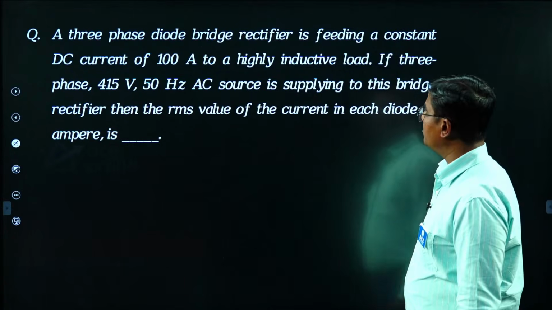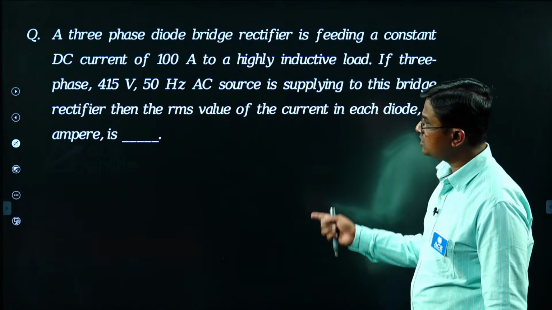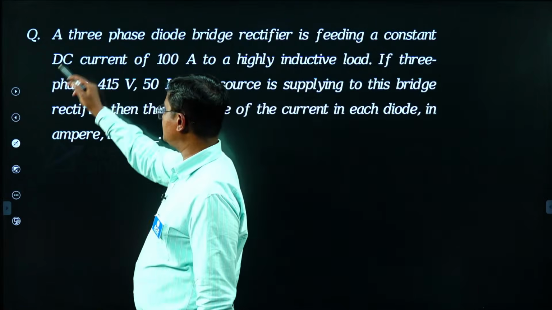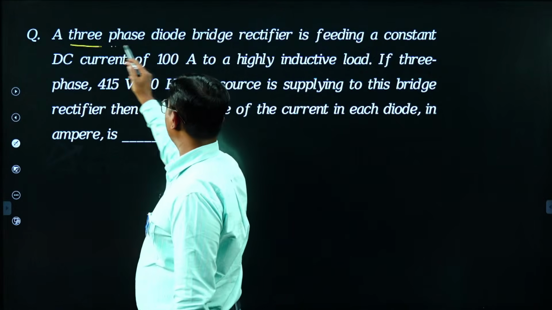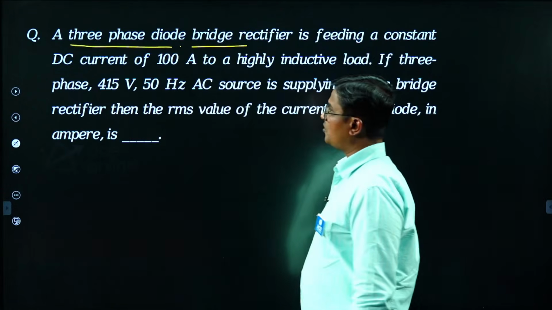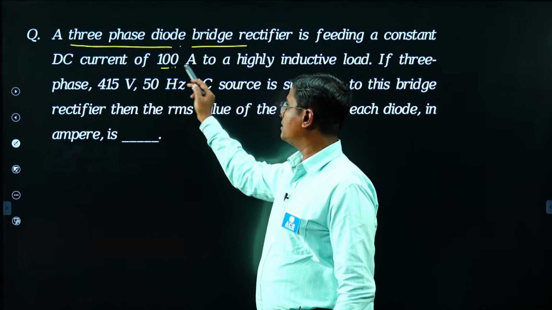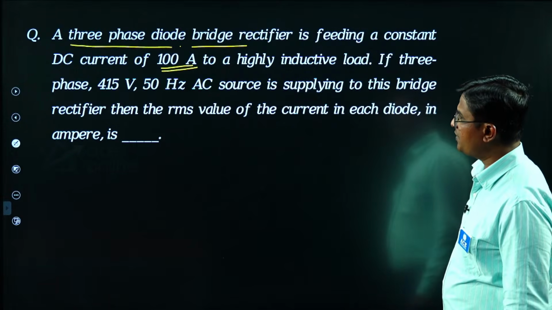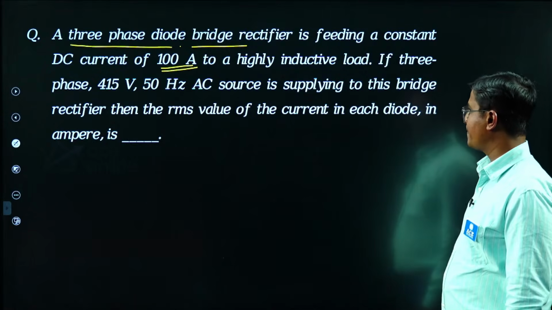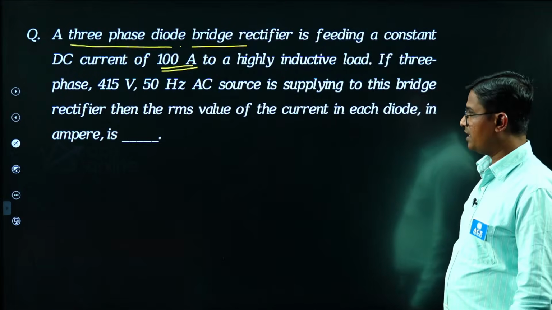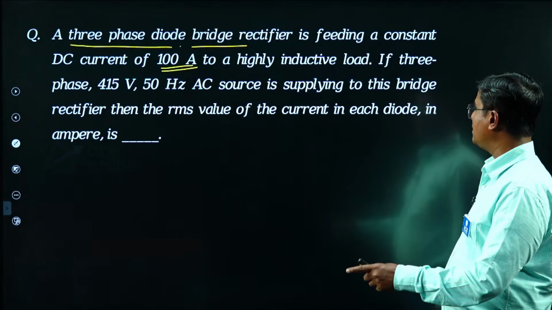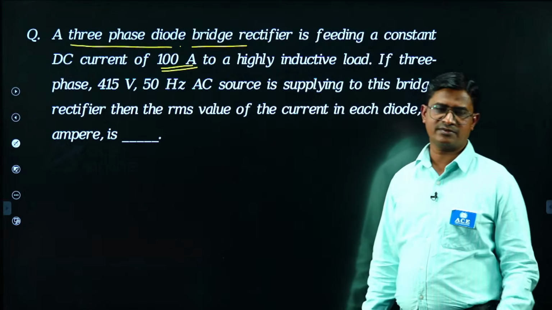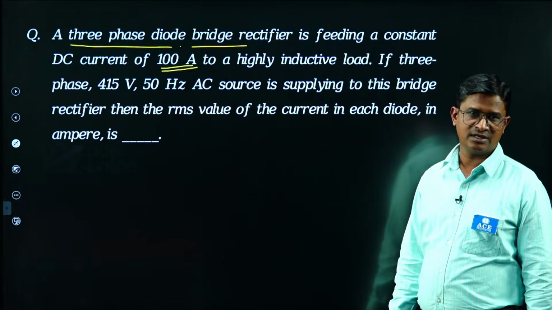A 3-phase diode bridge rectifier is feeding a constant DC current of 100 ampere, that is, the load is highly inductive. If a 3-phase 415 volt 50 Hz AC source is supplying this bridge rectifier, then the RMS value of the current in each diode in ampere is, they are asking the RMS value of the diode current. Come on, tell me.